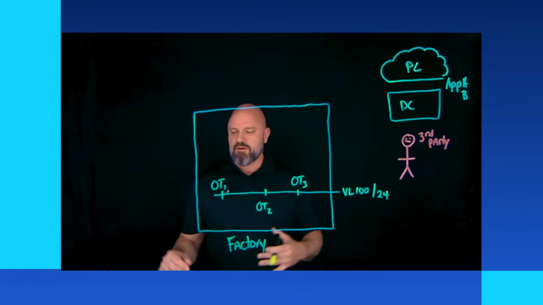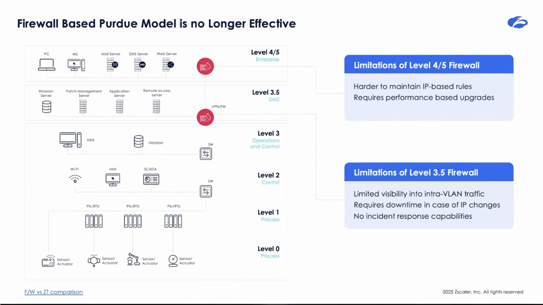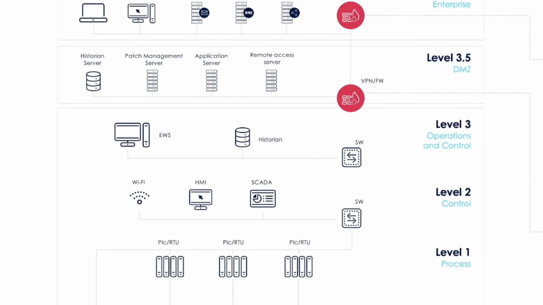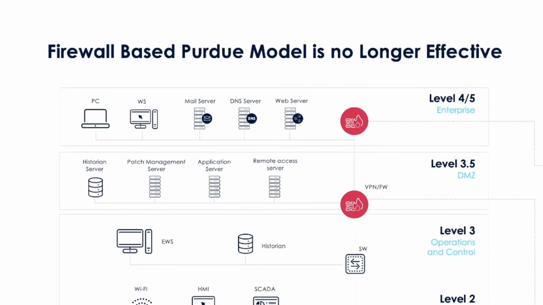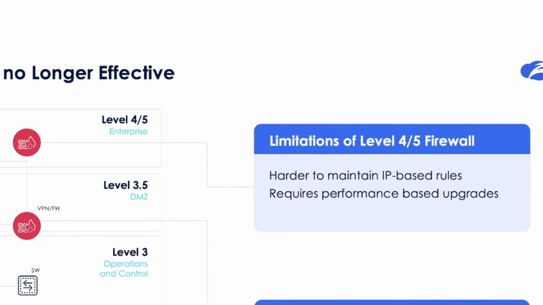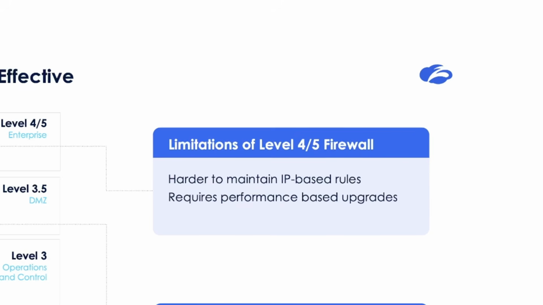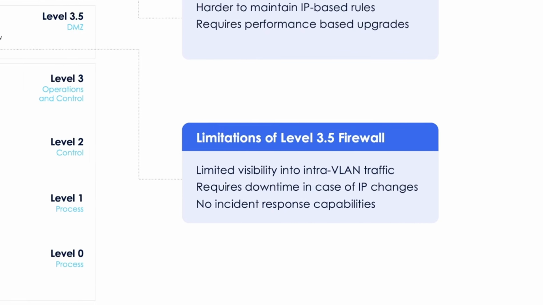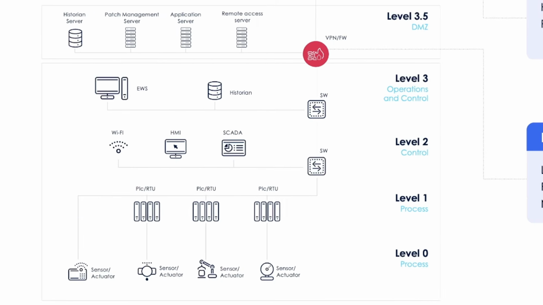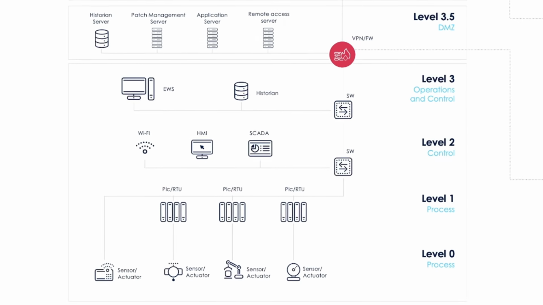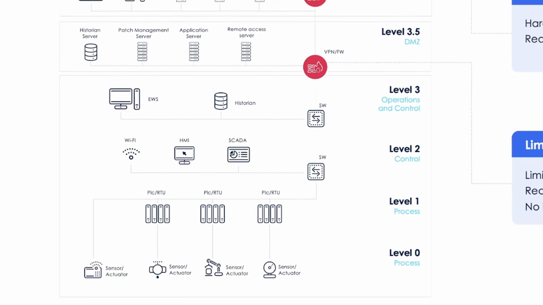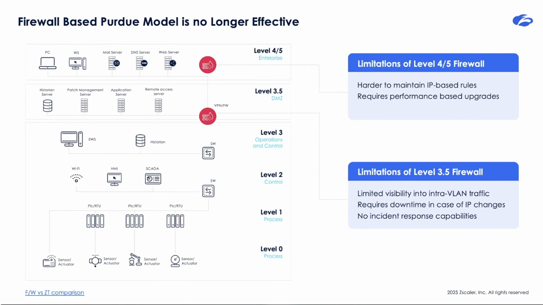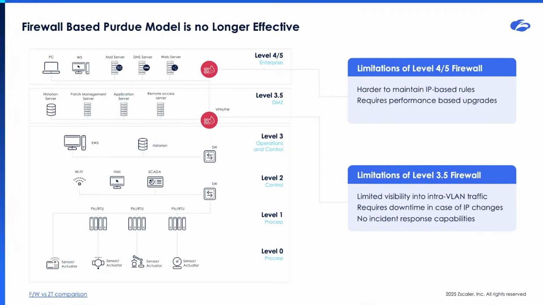So if we think about how we've done this in the past, it doesn't scale very well. We're all familiar with the Purdue Model, and I would argue that it's no longer effective, right? Doing stuff at layer 4 with a firewall, IP-based stuff just doesn't make sense. There are limitations when you get to level 3.5 and below. As I already said, VPN's a horrible idea. Jump boxes, putting these people on the network just isn't a great idea. So let's see how Zscaler tackles this in a more modern architectural way.